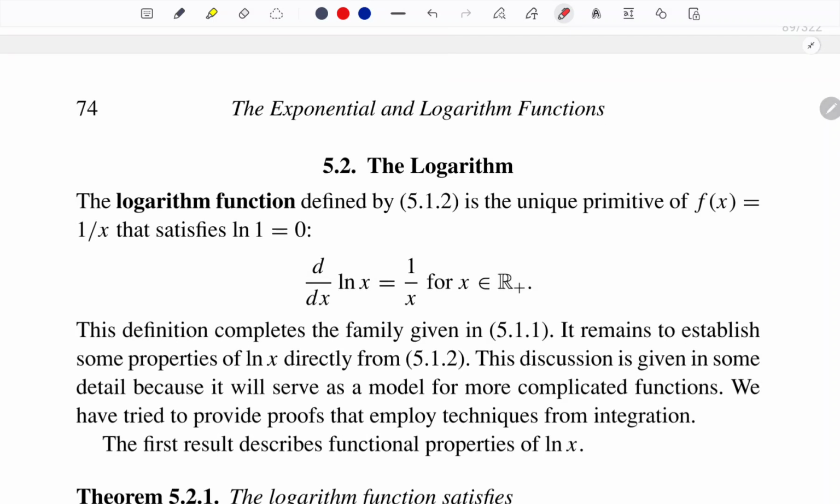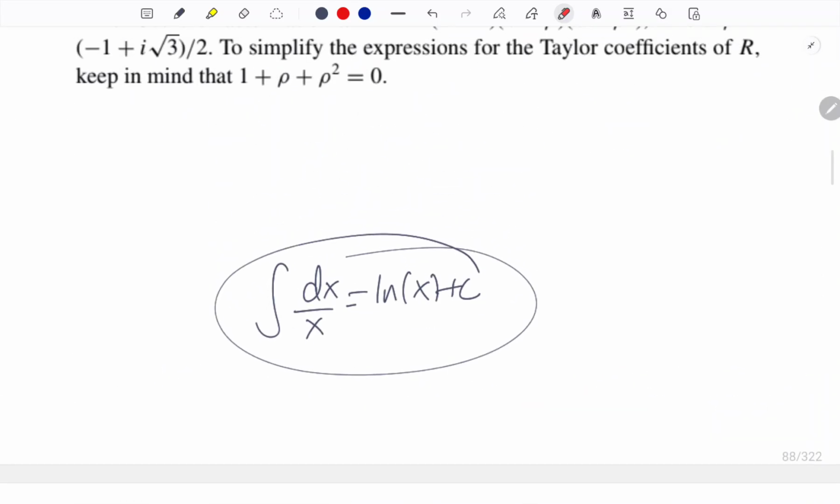Well, the integral is just the antiderivative, right? If we are talking about the antiderivative of 1 over x, it is ln x. Sorry, I mean the derivative of ln x is 1 over x, and the antiderivative of 1 over x is ln x, right? Like the integral is the antiderivative.